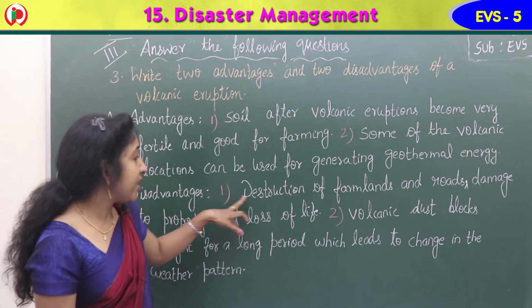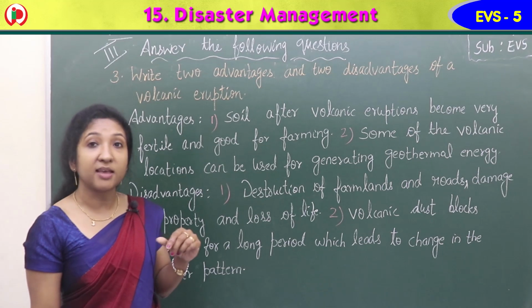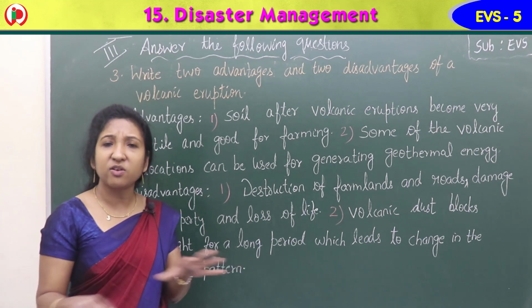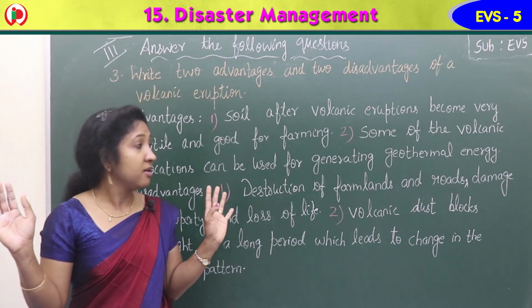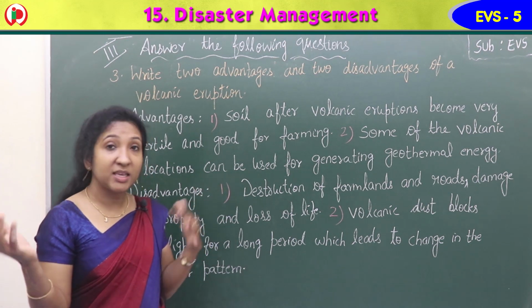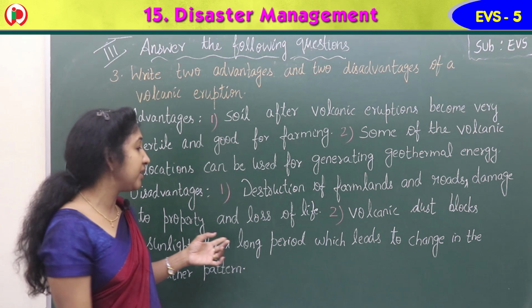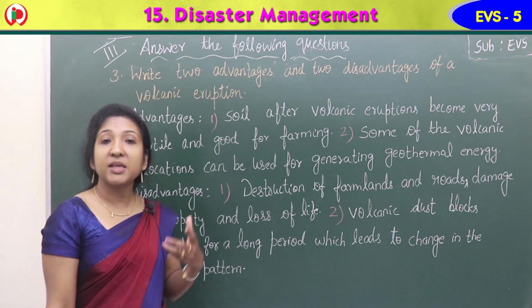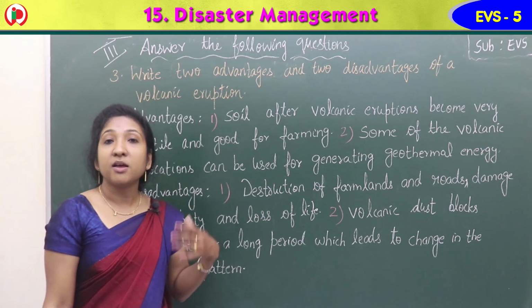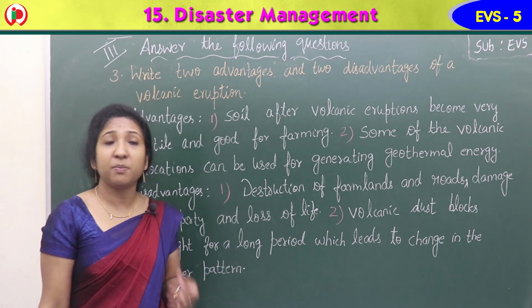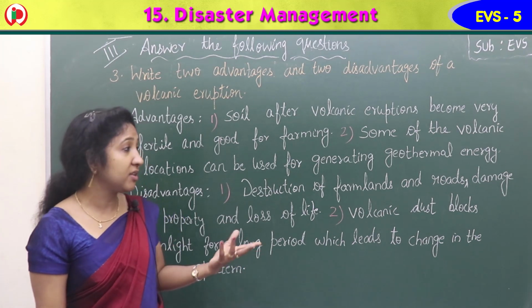Disadvantages. Number 1, destruction of farmlands and roads. Farmland, road, everything. Destruction happens to these roads, farmland, then damage to property and loss of life. Many people lost their life. Destruction, damage to road, properties, farmland, everything.